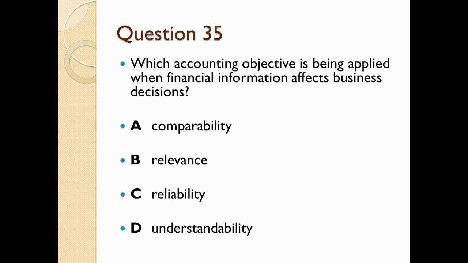Which accounting objective is being applied when financial information affects the business decision? Accounting objective means when you, being an accountant, are preparing financial statements, you have set some objectives, that the information which is particularly related to the business should be included. So comparability is something else. Compare means you compare this year's sales with your previous year. Okay, that is comparability.